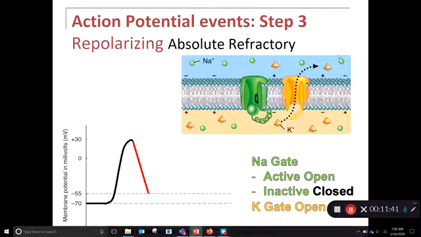Now, you'll notice that I put this word right here, absolute refractory. Absolute refractory period means that no matter what you do, no matter how hard you try, you cannot re-stimulate an action potential. You cannot make a neuron during this period return back to positive 30 millivolts. There's absolutely no way.